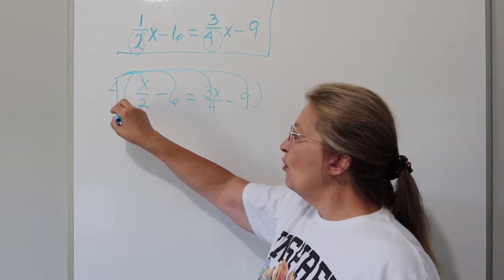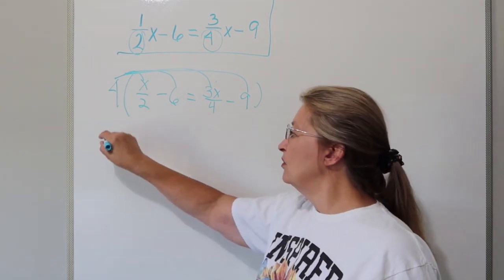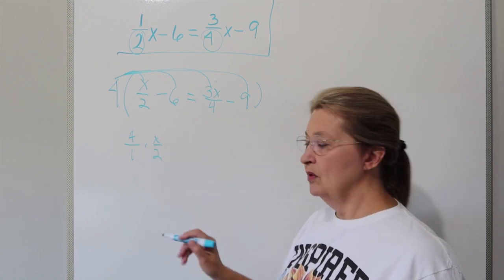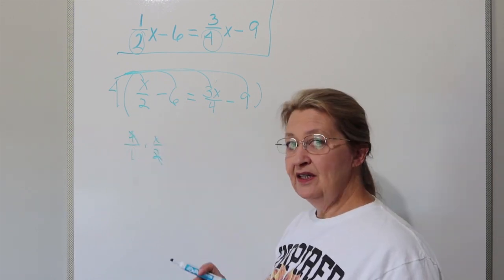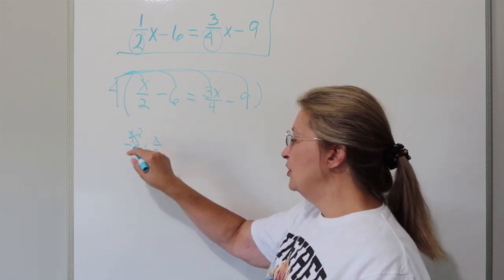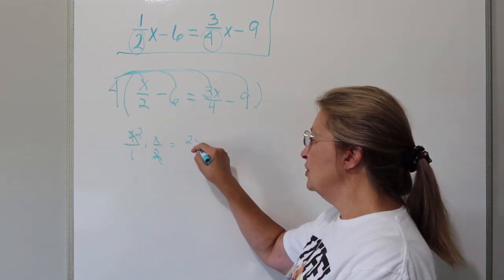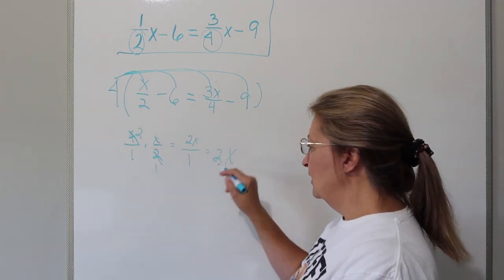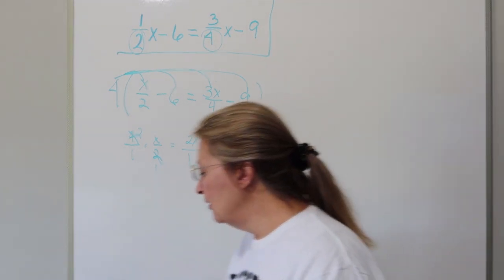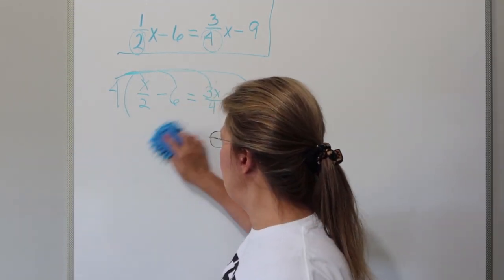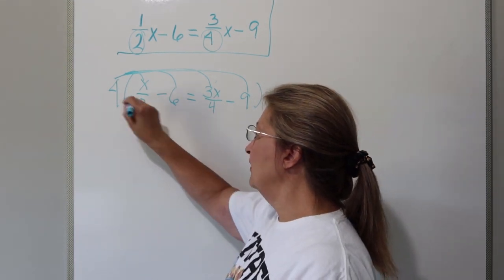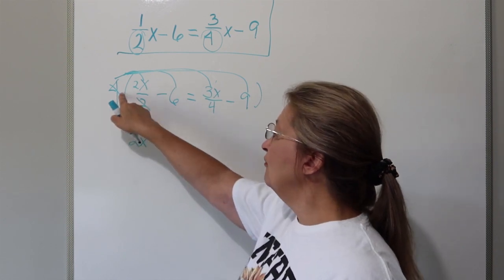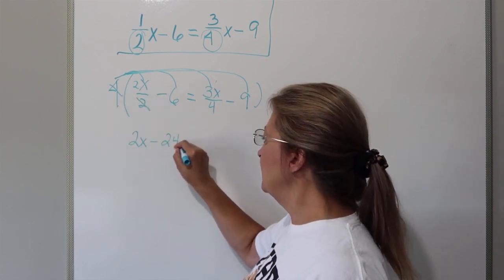Now when I multiply 4 times x over 2, remember this is the same thing as 4 over 1 times x over 2. Your 2 goes into 4 how many times? 2. Then you're multiplying across the top, 2x, across the bottom, 1 times 1 is 1. So you've got 2x, okay? I'm not going to do every single one of them out that much, but I just wanted you to see where I'm fixing to get all this, okay? So that's going to give me 2x minus, all right, 4 times 6 is 24.